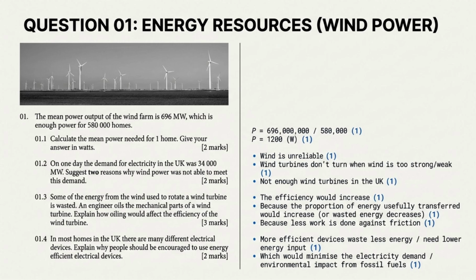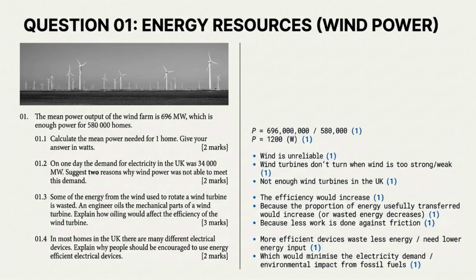You need to be a bit more thorough. The mark scheme accepts that turbines don't turn if the wind is too weak, but, and this catches people out, they also don't turn if the wind is too strong. Wait, too strong? Yeah, for safety reasons. They literally shut themselves down so they don't break. So wind speed is the first valid reason. What's second? The second is purely about scale. There's simply not enough wind turbines in the UK to generate that massive 34,000 megawatt demand.